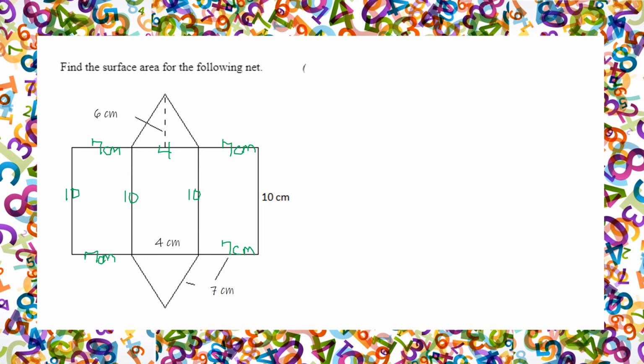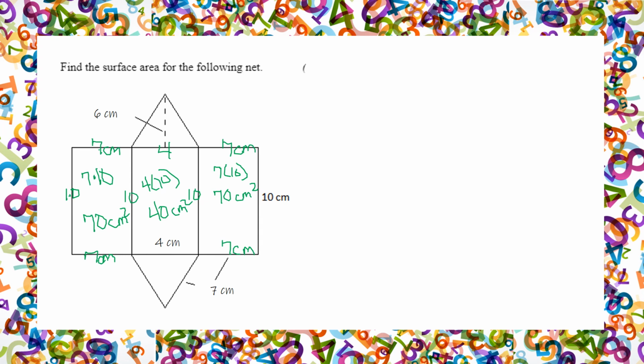So we've got 7 times 10. So the area of this left rectangle over here is 7 times 10, so this one is 70. The area for the right rectangle over here is also 7 times 10, which is 70. The area for this middle one is 4 times 10. It's length times width. So that is 40 centimeters squared.